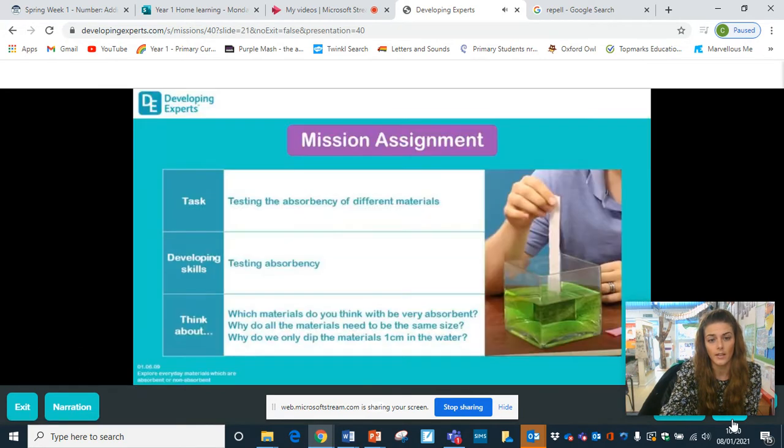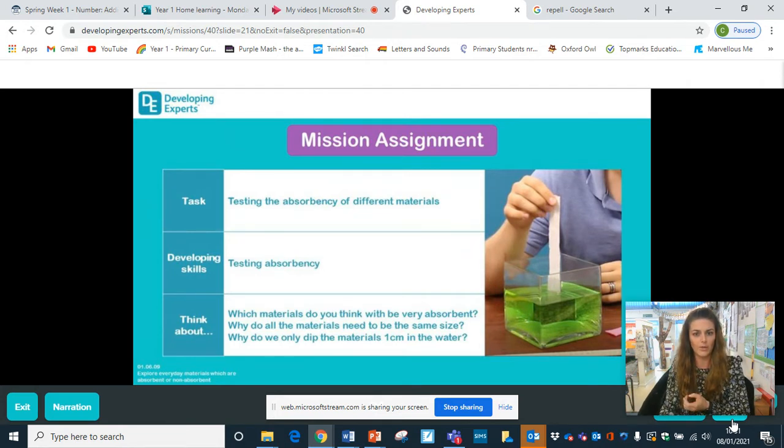And then your experiment. This is your mission, okay? You're going to be scientists and you're going to test the absorbency of different materials. You're going to try out materials in your home, so you can draw a picture of them, and then you're going to test them and see which is the most absorbent, which is the least absorbent or non-absorbent, and how much water they soak up. So think about which materials you think will be very absorbent.